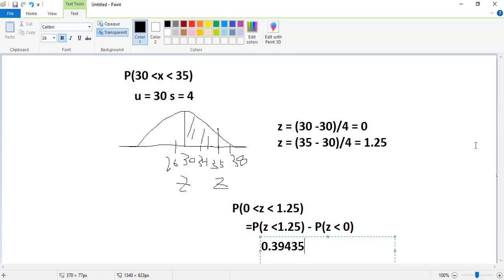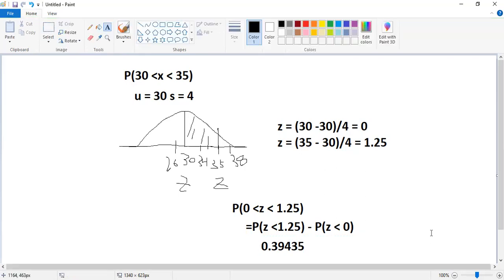You get it? So for the middle ones, they are usually the easiest. You just have to find the probability for the bigger figure minus the probability for the smaller figure. We have to first translate the figures to the z aspect because we're using the table. So you can't find 30 on the table, you can find 0 and 1.25. When you are done, you subtract and you get this figure. I hope that one is clear.